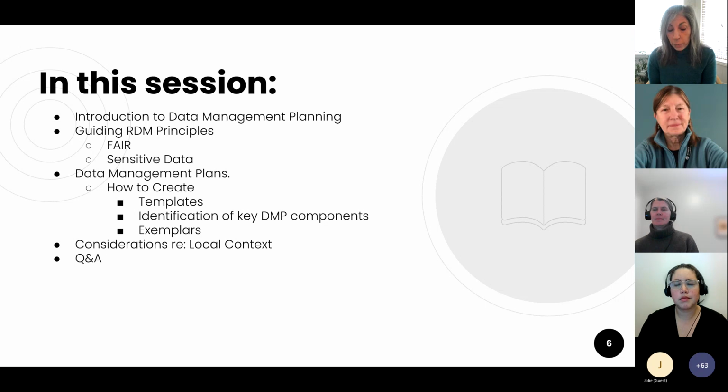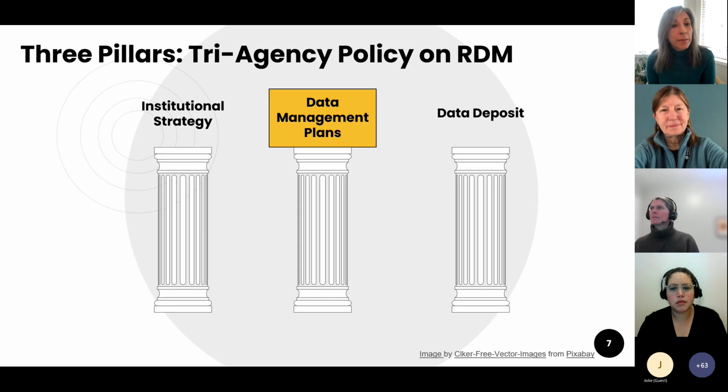Similar to workshop one, we will at the end pose some questions as to how you may wish to address support for data management planning at your local institution. And as I said, we've built in a question and answer period. Next slide. At this point, I'm going to be turning it over to Joanna.